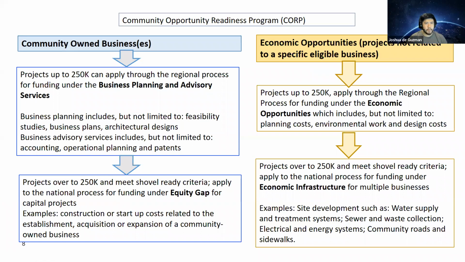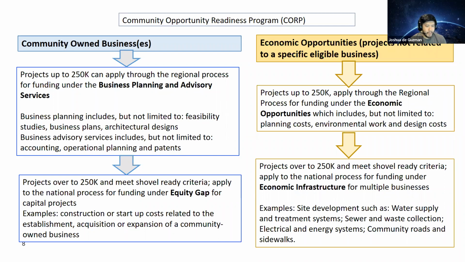All right. So talking a little bit more about the streams of funding we have. For community-owned businesses on the left side here, so this would be like single businesses. For projects up to 250K, you can apply through the regional process to look at things like feasibility studies, business plans, design work, and also accounting, operational plans, and things like that for single businesses.